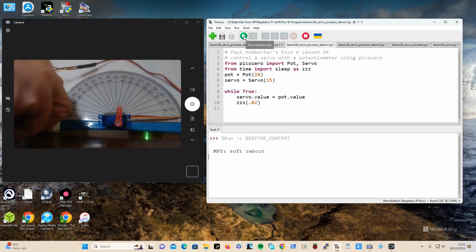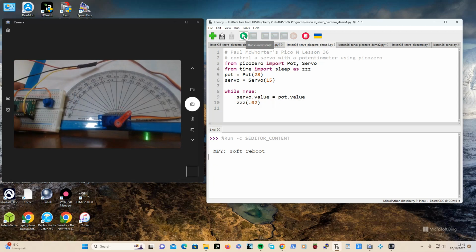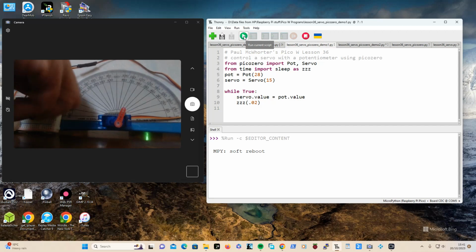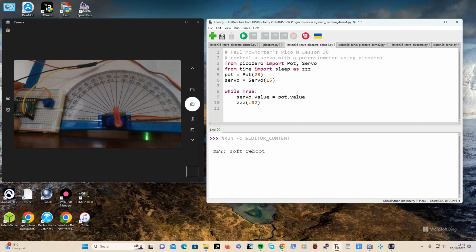Right, so we'll turn it fully to the left. That's as far as it goes. Fully to the right, that's as far as it goes. So that's only 90 degrees, which is a bit weird. So I thought this merited further investigation.